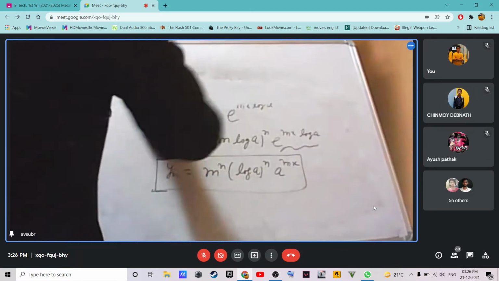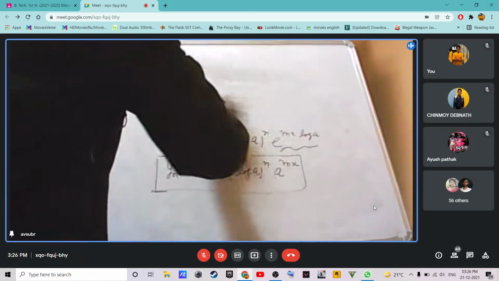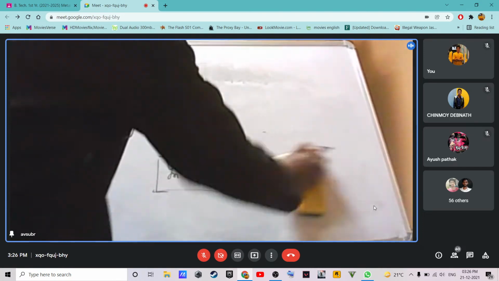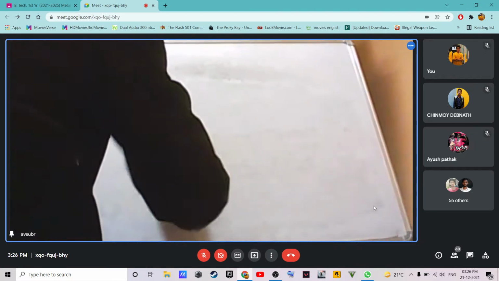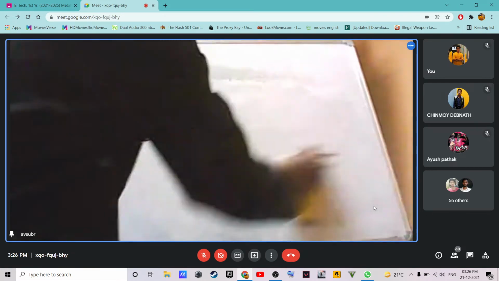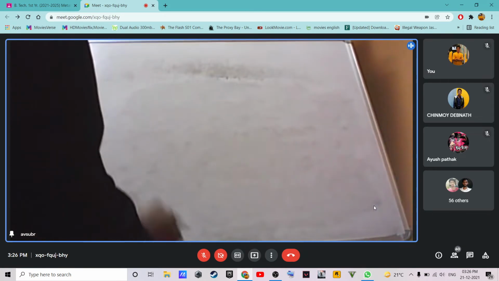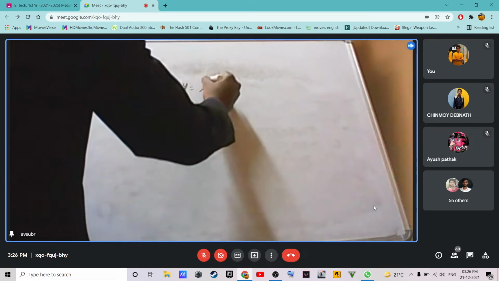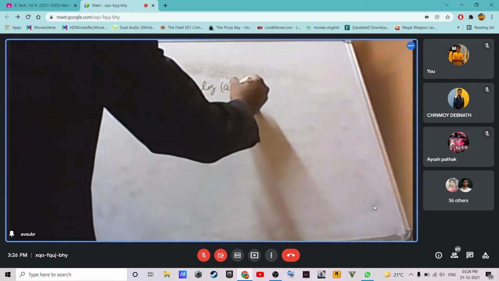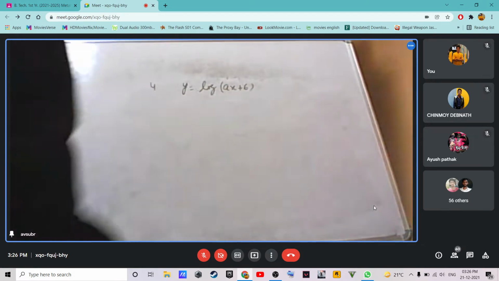Yes, sir. Okay. So next, let us see nth derivative of all these things. We will be using it later on. So we are doing it now so that we can use them. So I want to find out nth derivative of y is equal to log ax plus b.